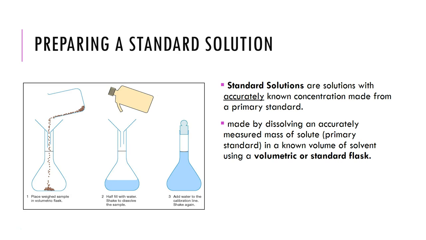How we usually do that is we take a beaker or a weighing boat, we weigh out an accurately known mass of the solute, and then we dissolve it up into our volumetric flask, otherwise known as a standard flask. We half fill it, give it a good shake to dissolve everything, and then we fill it so that the bottom of the meniscus sits on what we call the calibration mark. And you will be doing one of these in our next lesson, preparing your standard solution.